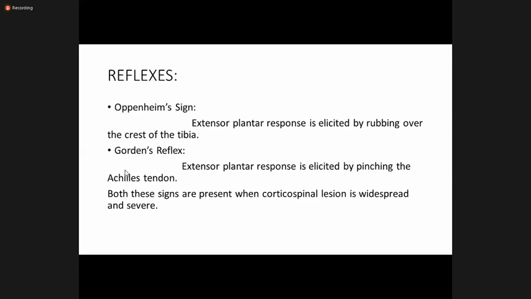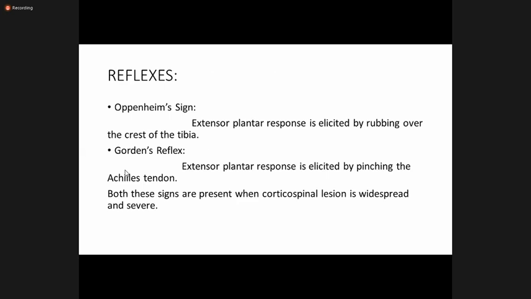Oppenheim's sign is another method to elicit the plantar reflex. The extensor plantar response is elicited by rubbing over the crest of the tibia. And there is Gordon's reflex. The extensor plantar reflex is elicited by pinching the Achilles tendon. So if you perform all three methods, the Babinski, the Oppenheim, and the Gordon reflex, the examiner will be happy that you have performed all three methods to elicit the extensor plantar response.